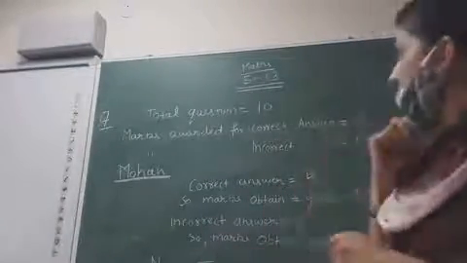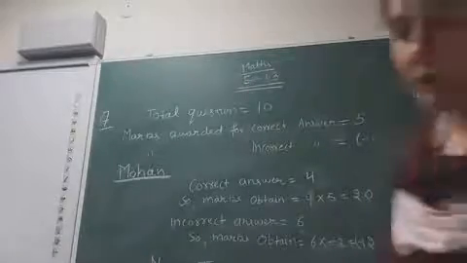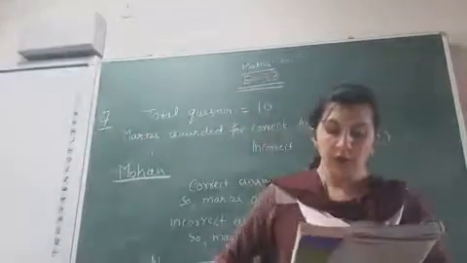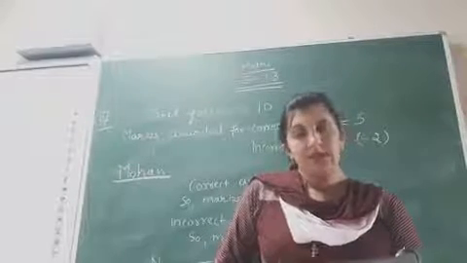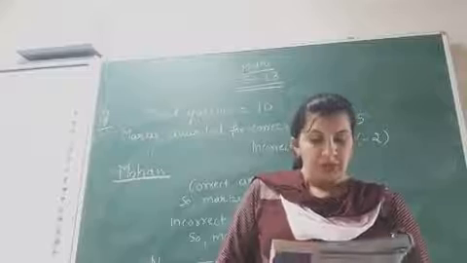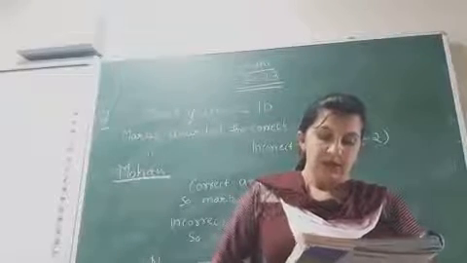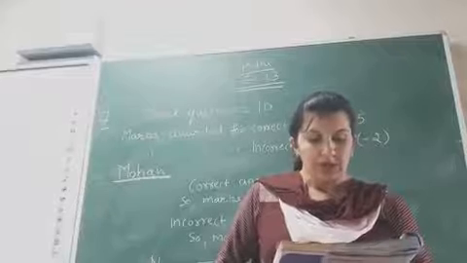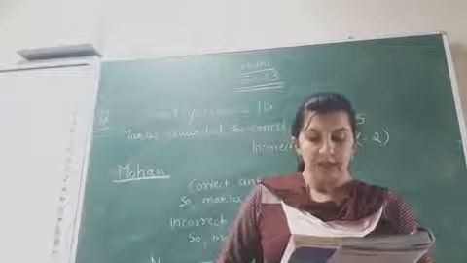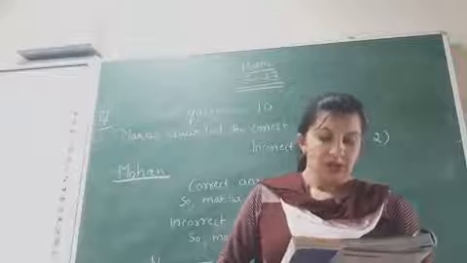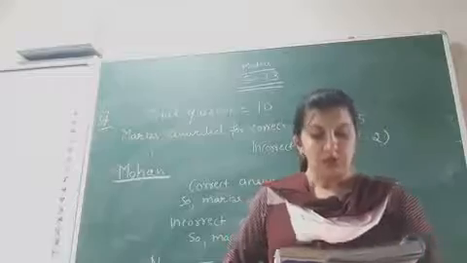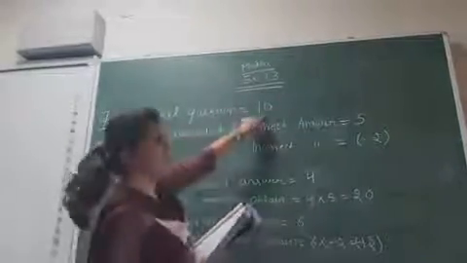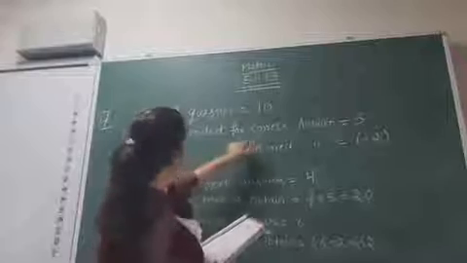Okay students, we will do the 7th question. 7th question statement is, in a class test containing 10 questions, 5 marks are awarded for every correct answer and minus 2 marks are awarded for every incorrect answer and 0 for questions not attempted. First, Mohan gets 4 correct and 6 incorrect answers. What is his score? Second, Reshma gets 5 correct answers and 5 incorrect answers. What is her score? Third, Hina gets 2 correct and 5 incorrect answers out of 7 questions she attempts. What is her score?